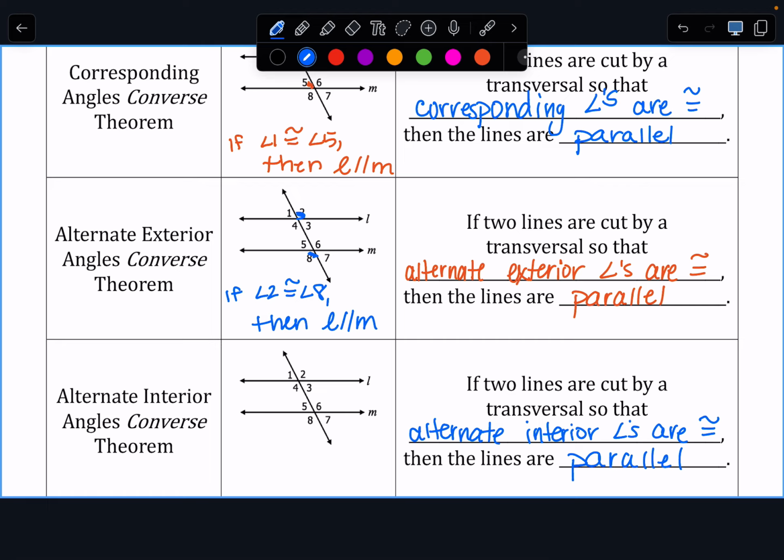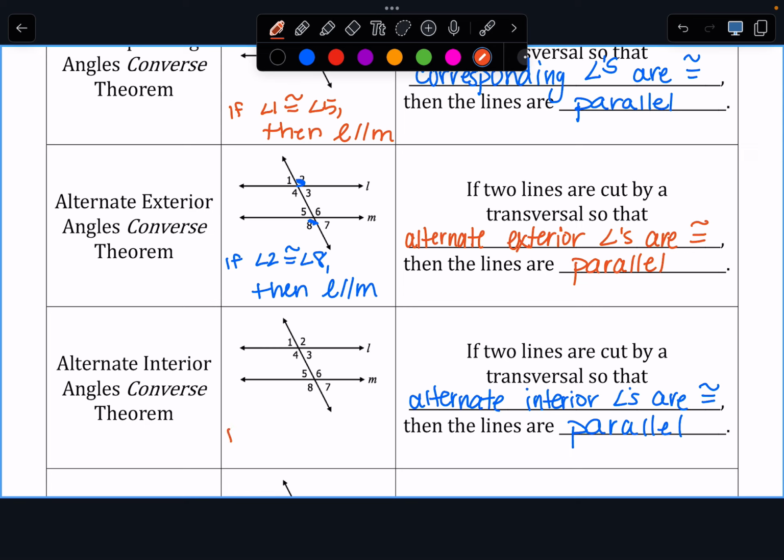Okay, so in our picture, nothing is marked. But if, let's say, angle 4 is congruent to angle 6, then we could say L is parallel to M because of the alternate interior angles converse.